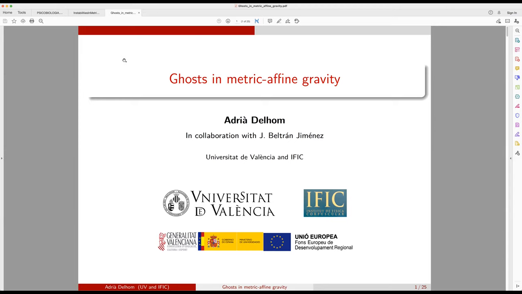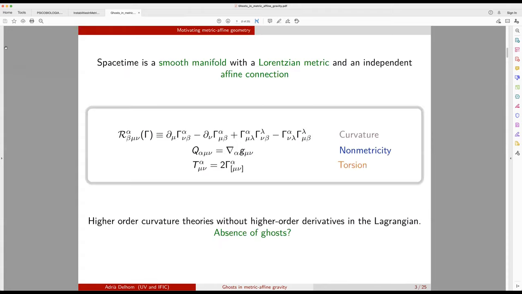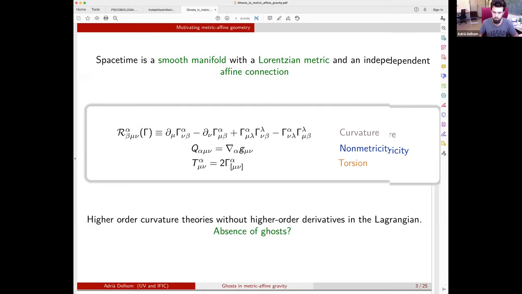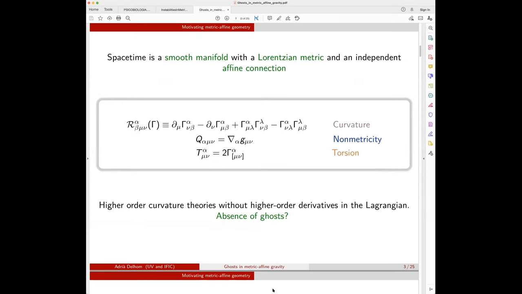Are you changing slides or is it the same? Do you see the change? We see just the first page. No, we see only one page. Okay. It's okay, I can do a full screen. Oh, so now you saw the change?